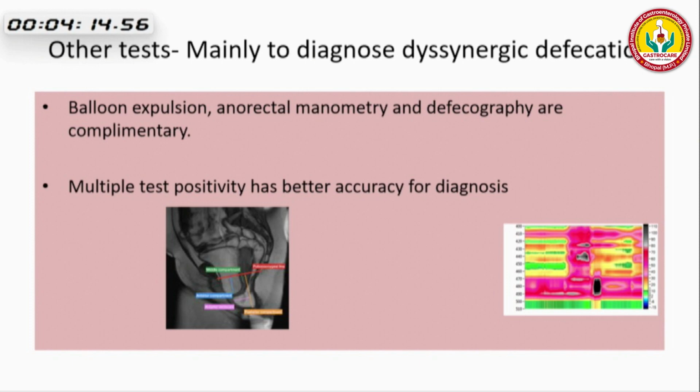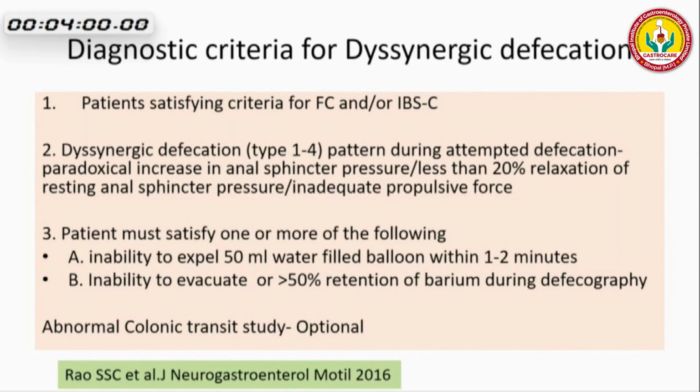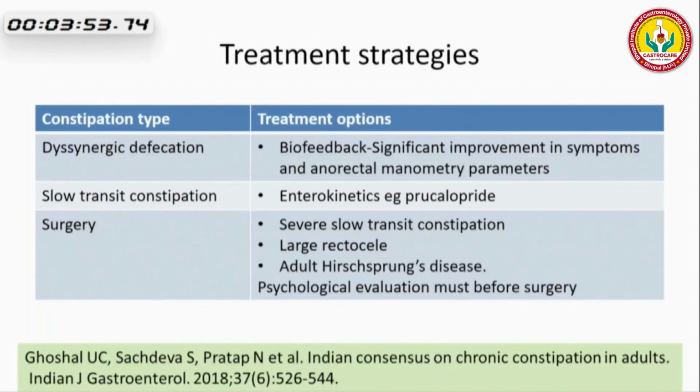Other tests like anorectal manometry, MR or barium defecography, and balloon expulsion, which is done along with anorectal manometry, help in better diagnosis and help to confirm the diagnosis of dyssynergic defecation. These criteria I have already shown earlier. These are mandatory to be fulfilled to diagnose a patient as dyssynergic defecation.